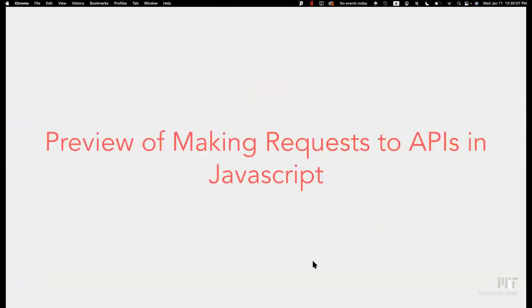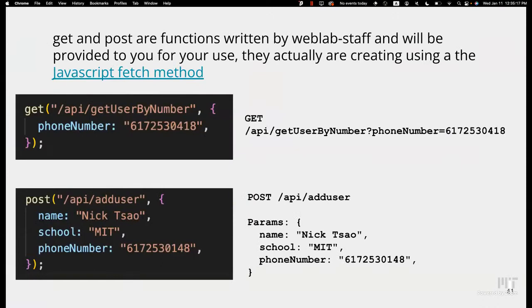So now that we've learned a lot about requests and how to use APIs, how to test them and what kind of APIs are out there, let's actually think about how to make them in JavaScript. So in this class in Web Lab, we've given you a couple of functions called get and post. They're written using the JavaScript fetch method, which you can read more about from the MDN docs linked over there.